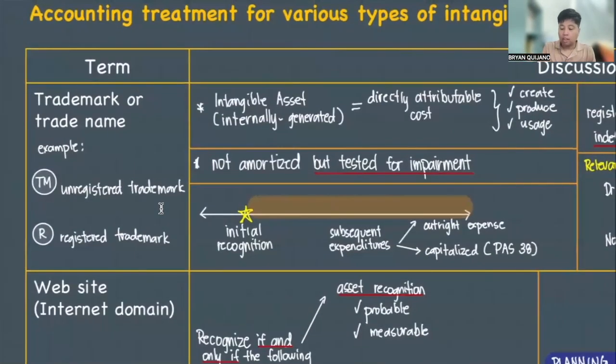What are the amounts that you are going to record for the trademark? At initial recognition, all directly attributable costs will be part of the intangible asset, but the subsequent expenditures, if they should be capitalized, should be added to the trademark. But if the subsequent expenditures will not give any benefit from the trademark, then they will be recorded as outright expenses.